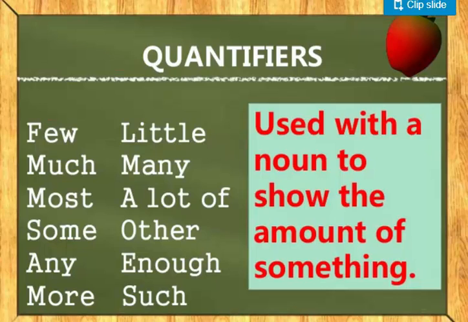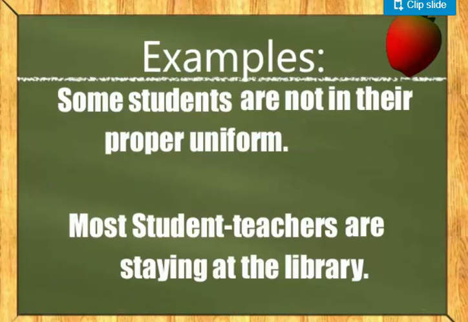So what are the quantifiers? Quantifiers are used with the noun to show the amount of something. इसमें आप अगर कह लो कि countable और uncountable nouns आ जाते तो वो भी गलत नहीं है. Quantifiers are the ones which show the quantity, the amount of something, right? So few, much, most, some, any, more, little, many, a lot of, other, enough, such. So they are the quantifiers which are used as determiners.